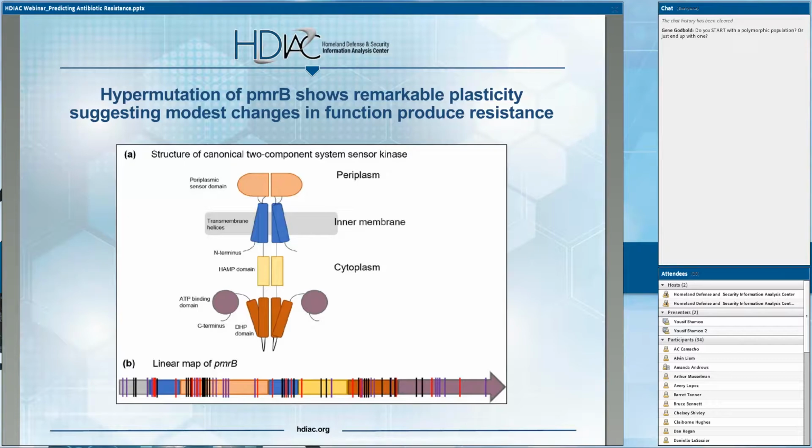And so when you see lots of mutations accumulating in a gene like this, what that suggests is that it's a small gain or loss of function which is driving the resistance in that case. So this is a nice example of dozens of mutations, and it's by no means a complete list of all the mutations, that show this probably requires a very small or modest change in function of that particular sensor kinase.